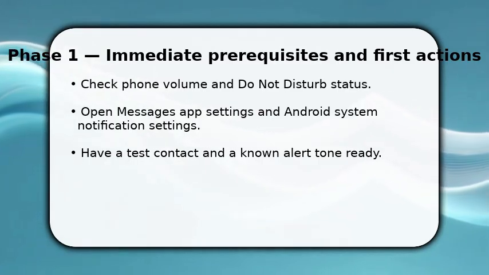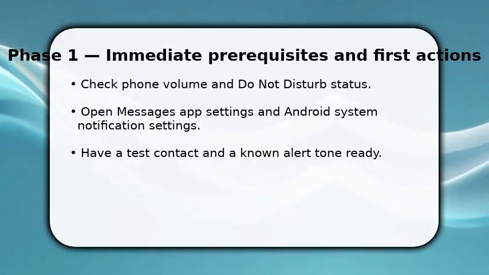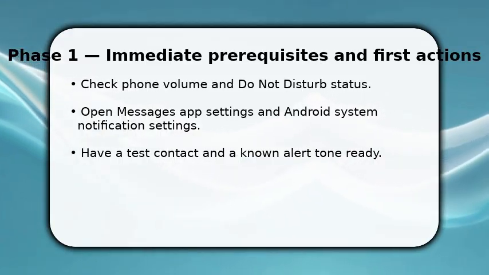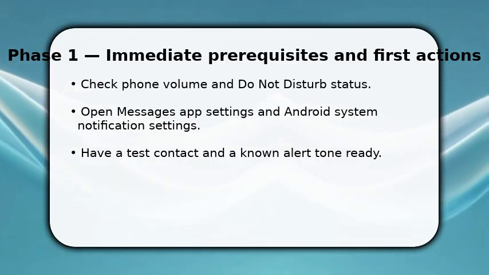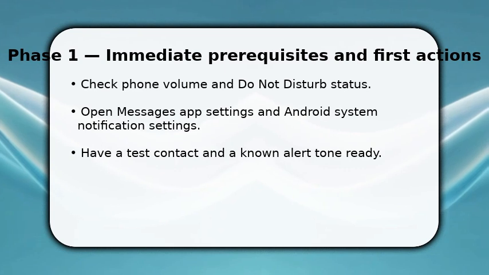Make sure you have a test contact and a distinct alert tone selected so you can confirm success immediately. You're starting mid-process to avoid delays. Follow the next steps to target notification channels and sounds directly.